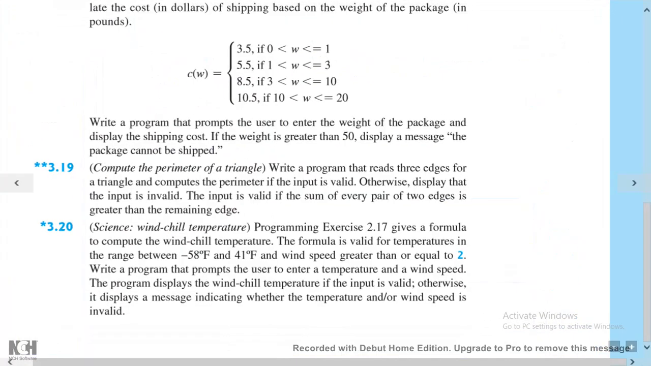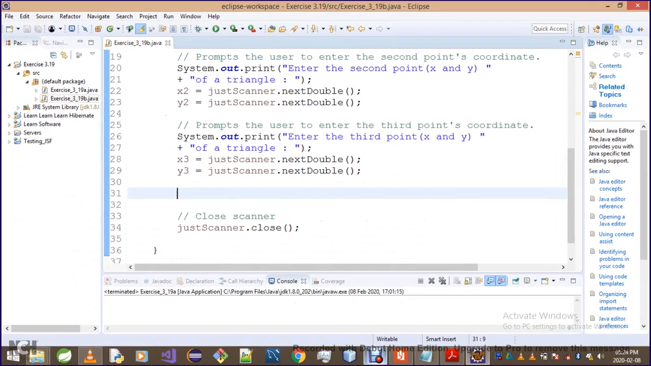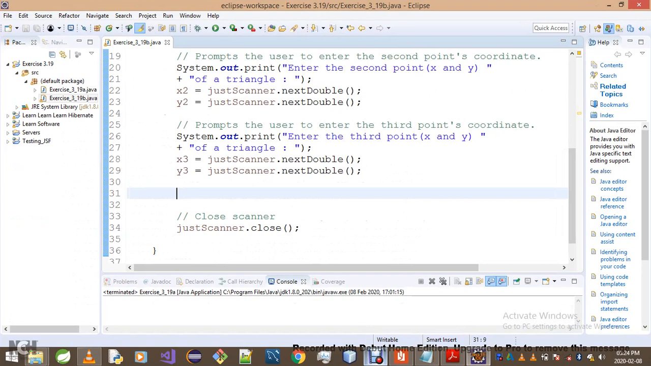Okay, so this is the question here in case you didn't read it. It simply says write a program that reads 3 edges for a triangle and computes the perimeter if the input is valid, otherwise display the input is invalid. The input is valid if the sum of every pair of 2 edges is greater than the remaining edge. That is pretty straightforward if you ask me.